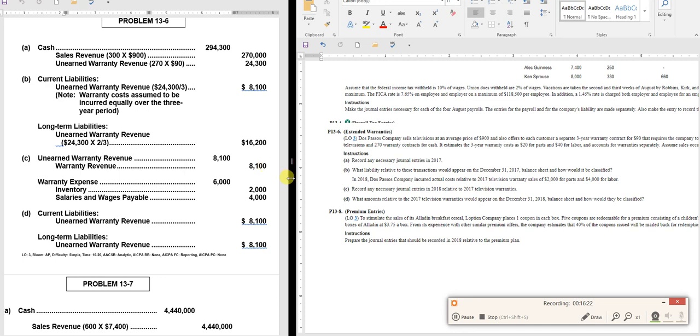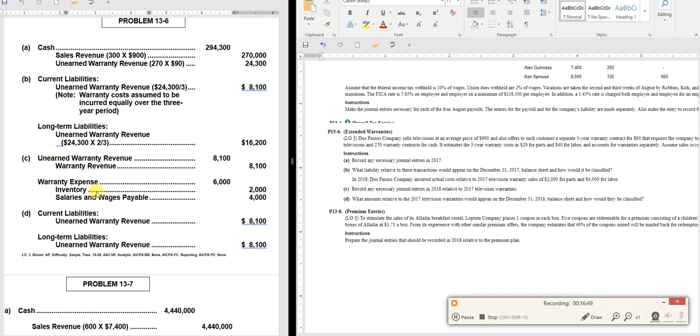And then in 2018, the company incurred actual costs relative to the television warranty sales of $2,000 for parts and $4,000 for labor. And so basically now I incur the costs of the warranty, so the 2,000 parts comes out of inventory, and the salaries and wages is $4,000. I put it into warranty expense.